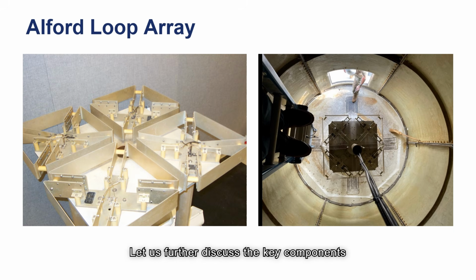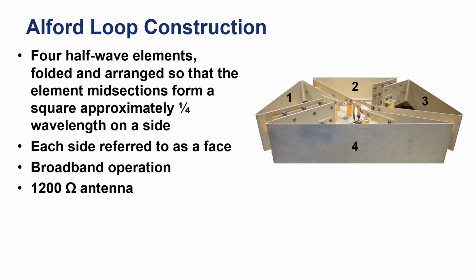Let us further discuss some key components of the VOR antenna system, beginning with the alpha loop antenna array. Note that 4 alpha loop antennas are mounted together to make up the array. The alpha loop antenna is constructed of 4 half-wave elements folded and arranged so that the elements' midsections form a square approximately a quarter wavelength per side.